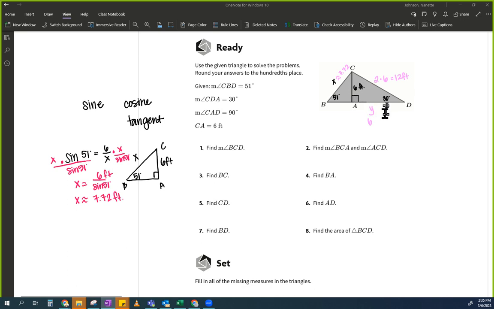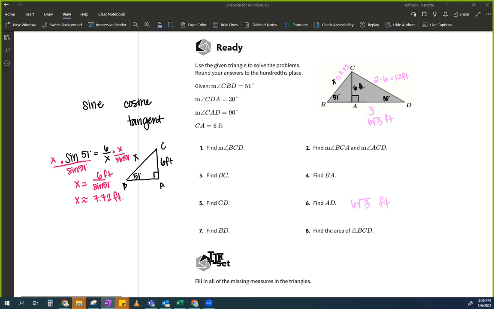Big piece of advice. If you don't have this memorized, not a big deal. Just make sure you have a reference sheet of all the things you would know. Maybe like the 30, 60, 90, the 45, 45, 90, SOHCAHTOA. Today we went over law of sines, law of cosines, and the area formula for a non-right triangle if you didn't have the altitude. That would be a really good reference sheet.